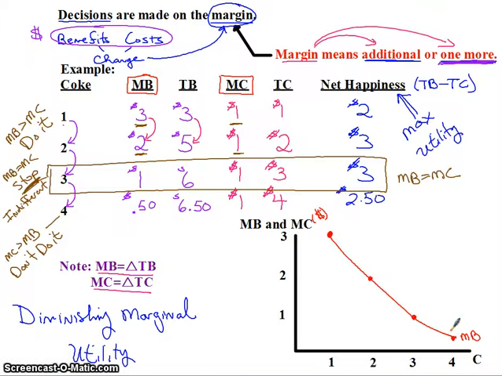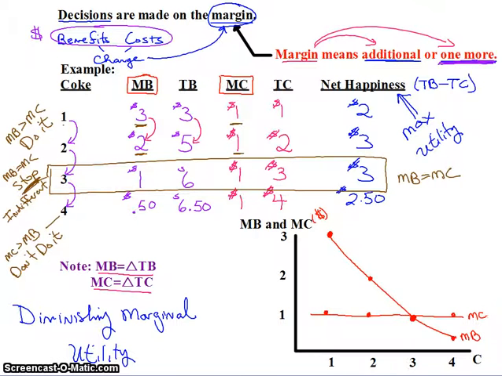What about the marginal cost? The marginal cost of the first Coke is $1, so I graph it. Marginal cost of the second Coke, $1. I graph it. Marginal cost of the third Coke, $1. Marginal cost of the fourth Coke, $1. Graph it. There's my marginal cost curve.